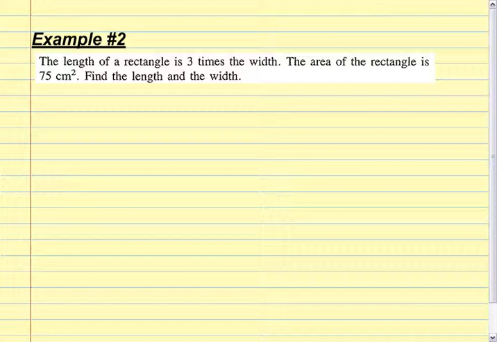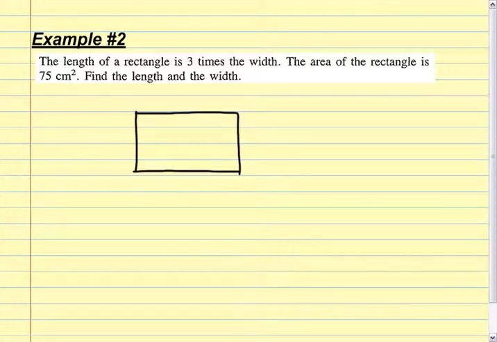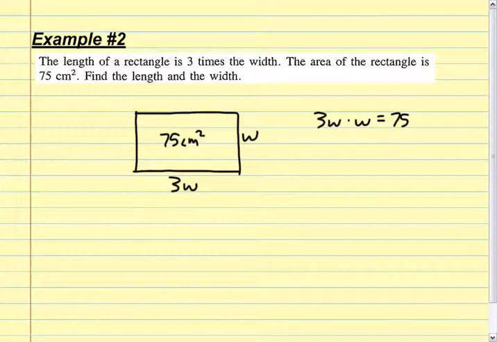Okay? Let's look at example number 2 here. It says the length of a rectangle. Okay, here we go, another rectangle. The length is 3 times the width. Well, if this is the width, then this is 3 times the width. Now it says the area of the rectangle is 75 centimeters squared. So that means that 3W times W is equal to 75.